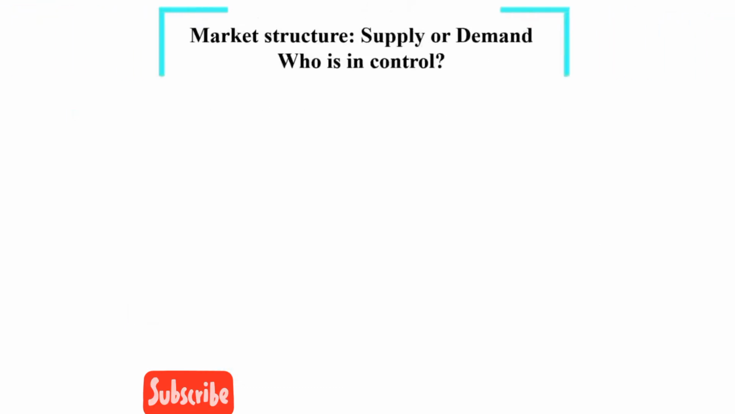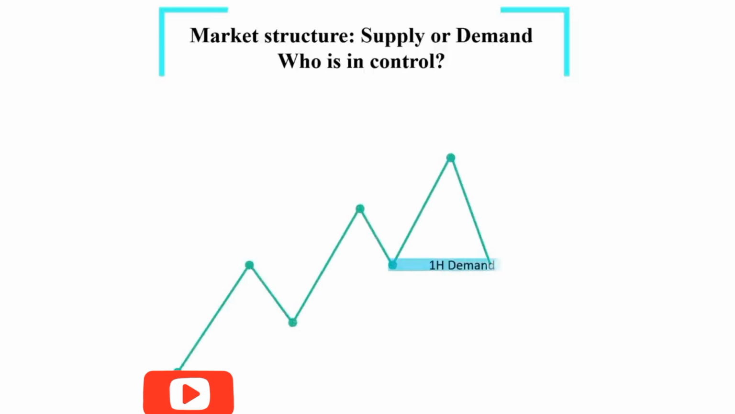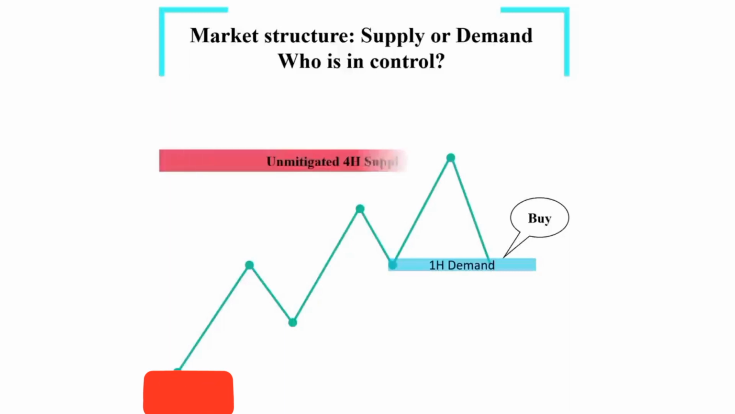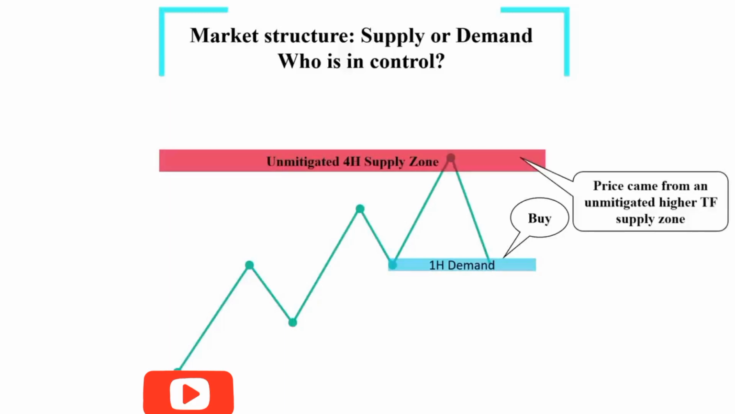The next topic is the market structure. Supply or demand, who is in control? Imagine this is a 1-hour structure, and the price reaches a demand zone. So, it would be wise to look for buying opportunities. But what if the price came from an unmitigated 4-hour supply zone? So, you want to trade the controlling side of the market.